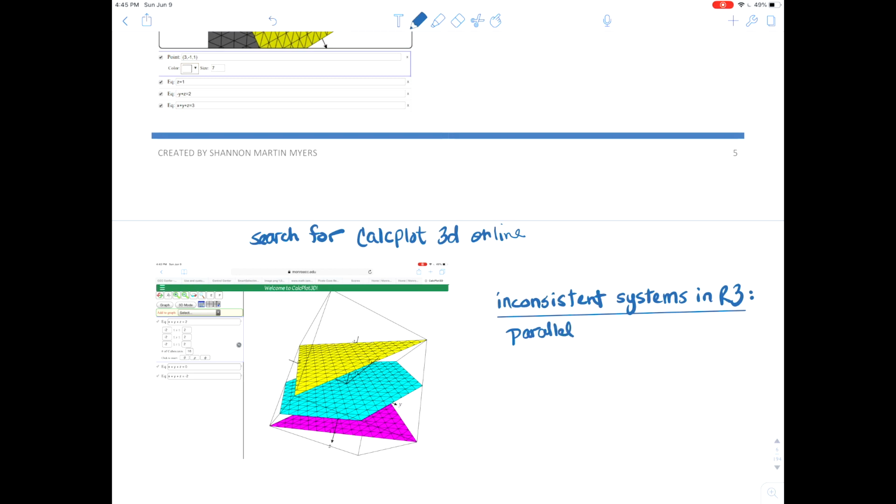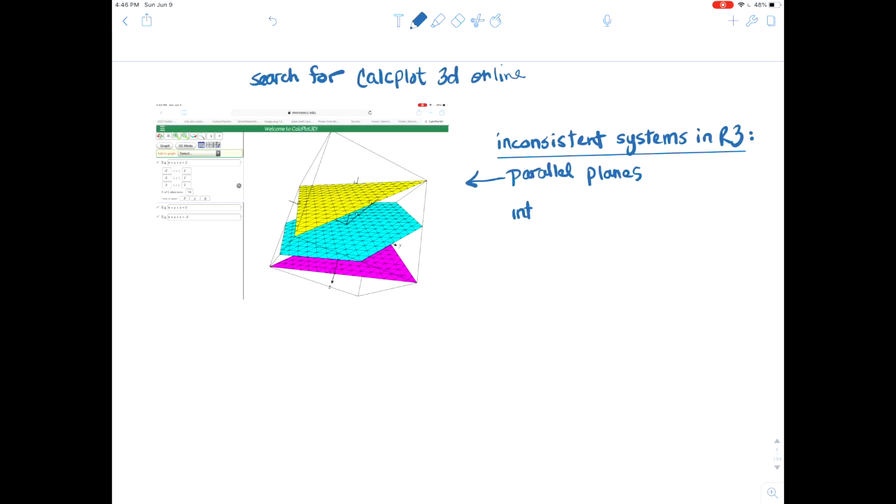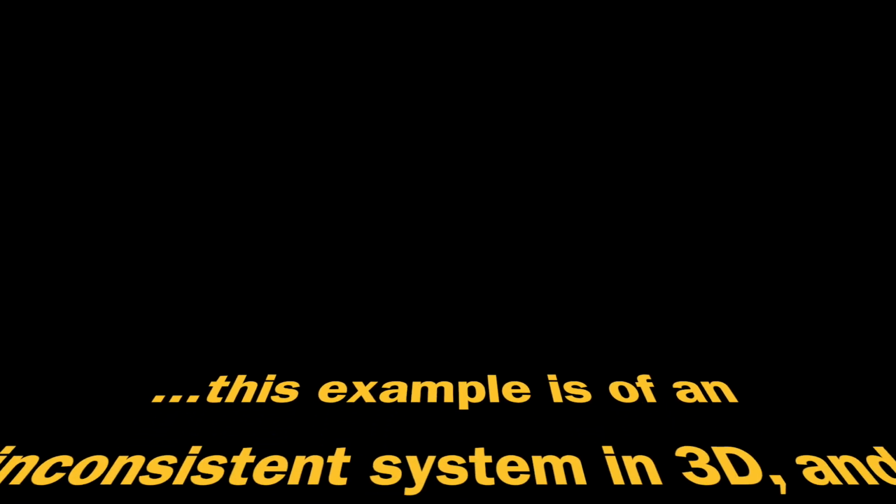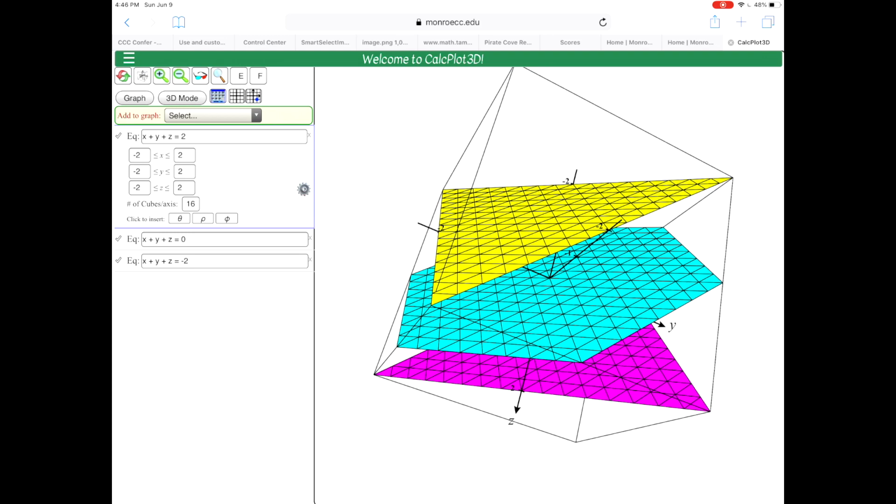Parallel planes. Now this one: intersecting two at a time. And we'll change it up. So intersecting two at a time, one easy situation is where you have two of the equations that are multiples of each other.